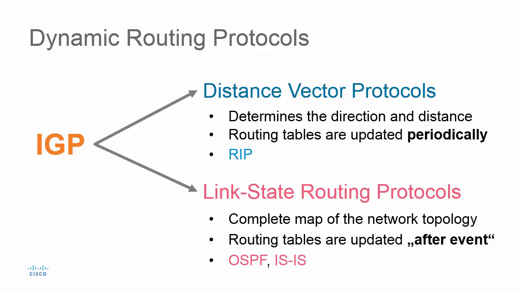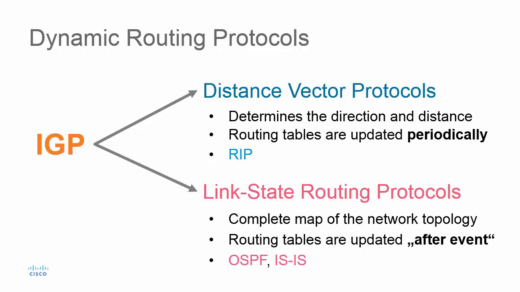The distance vector routing approach determines the direction and distance, for example, hop count, to any link in the network. Distance vector protocols periodically send complete routing tables to all connected neighbors. You can imagine that this can be an issue in large networks. These routing updates can become huge and cause significant traffic on the links.